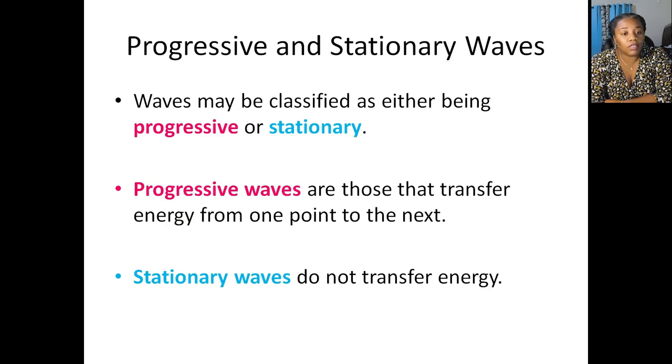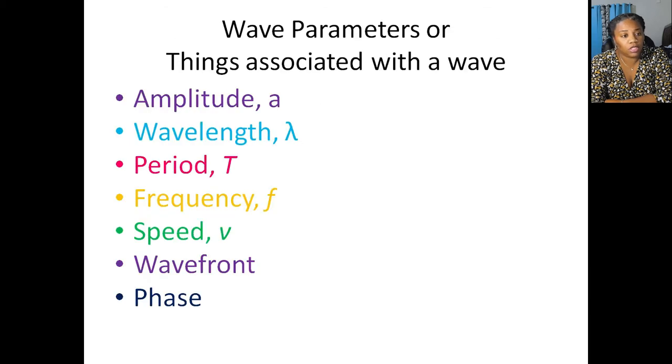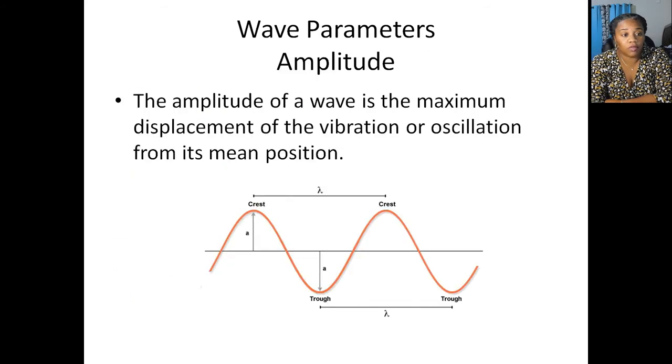Waves may be classified as either being progressive or stationary. Progressive waves are those that transfer energy from one point to the next. Stationary waves do not transfer energy. Now here we have some wave parameters, or things associated with a wave: the amplitude, the wavelength, period, frequency, speed, wavefront, and phase. These are all things that we're going to discuss now that are associated with a wave.